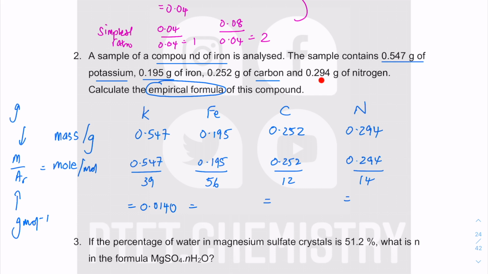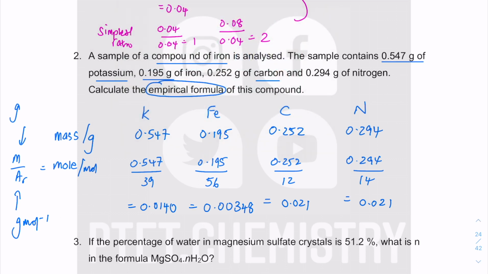Significant figure is primary school mathematics. Your data has to follow how many significant figures are given in the question, alright? Not based on what you think, but based on what is appropriate from the question. This one gives me 0.00348. The next one, 0.252 divided by 12, gives me 0.021. And the last one, 0.294 divided by 14, gives me 0.021 as well. So out of all of these, the smallest one is actually this one, 0.00348.